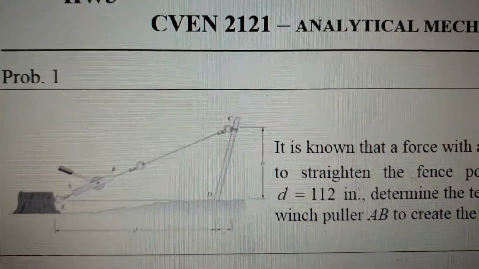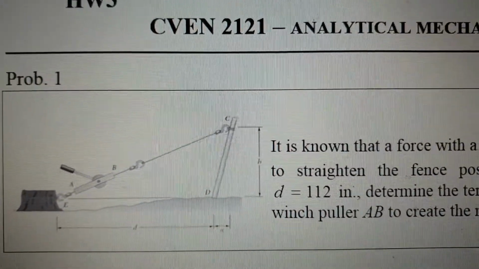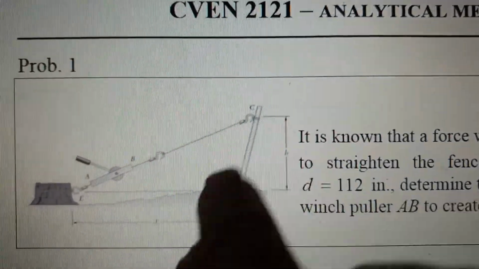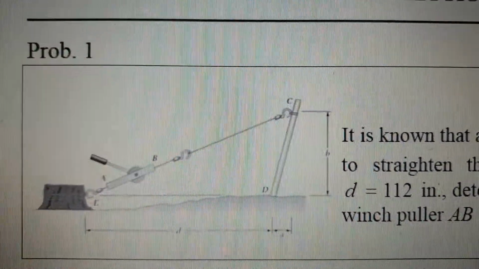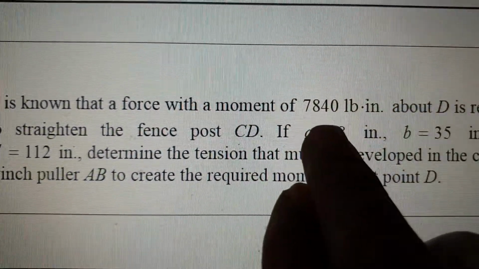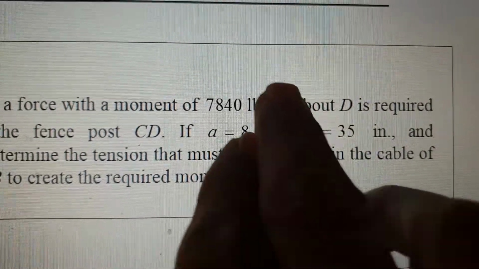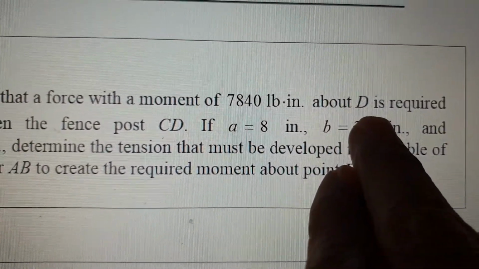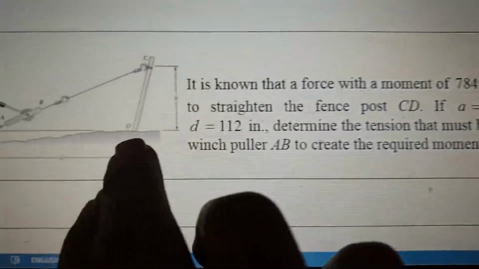Okay, let's look at this question. This question is for homework number 3, problem number 1. There's a bar here. Let's read the question. It is known that a force with a moment of 7,840 pound-inch, so this is the moment, about D is required. This is D.